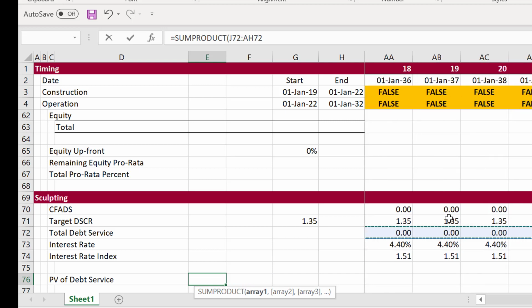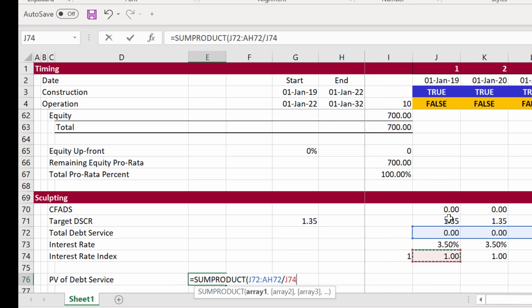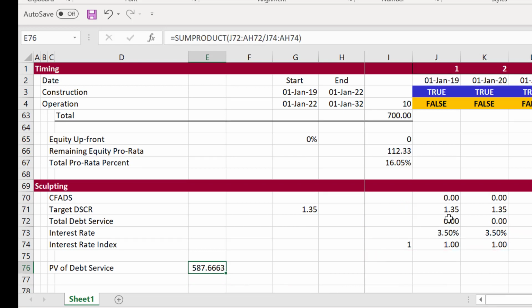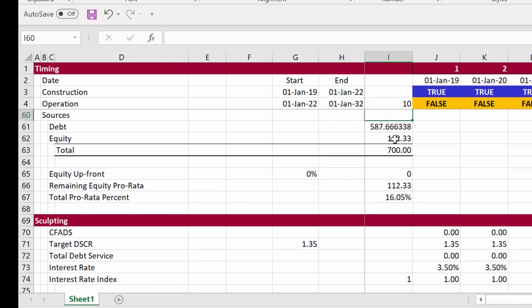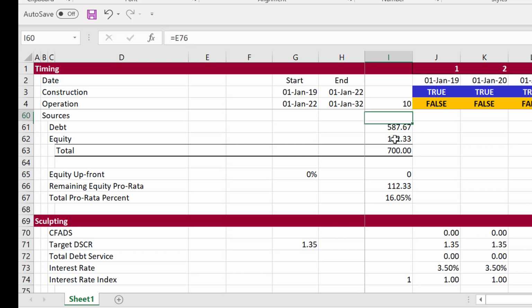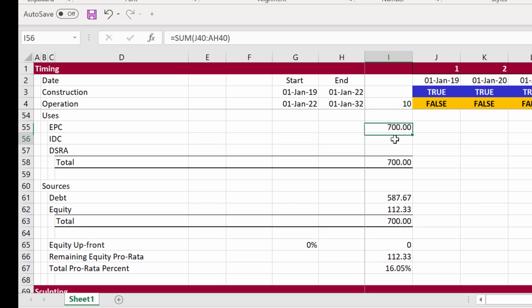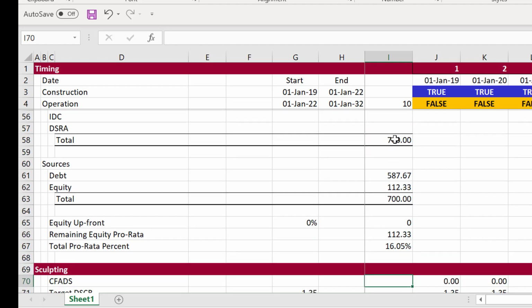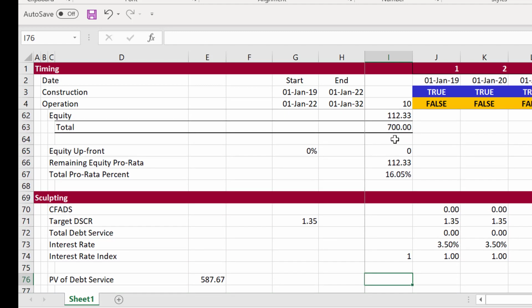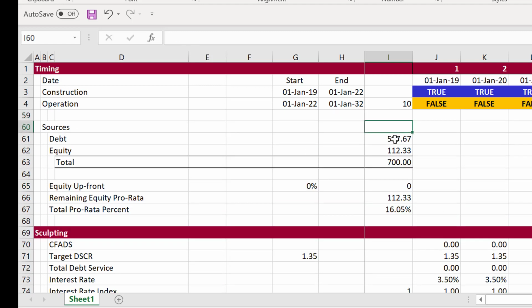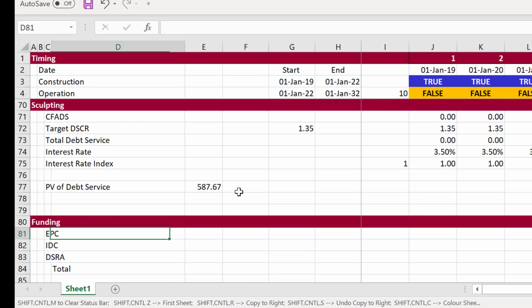and take the debt service and divide that debt service by the interest rate index, and now we have our debt amount in. Okay, so we haven't filled in these because of circular references. We've put some debt and put some equity, and we've got now just what I did.